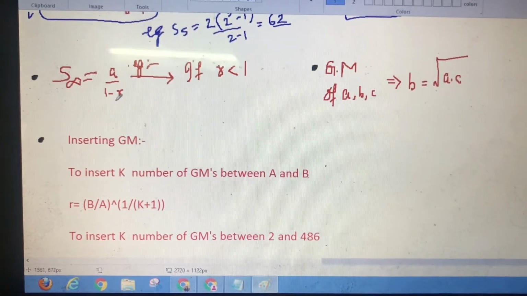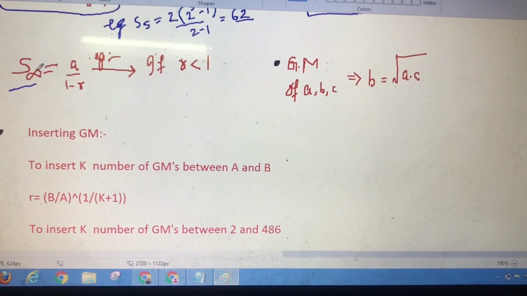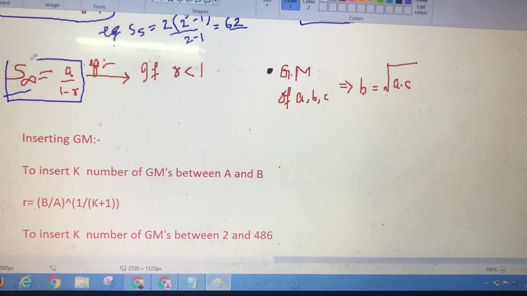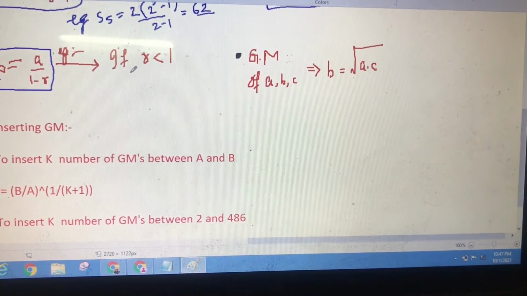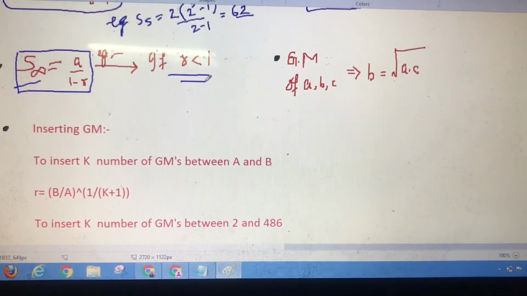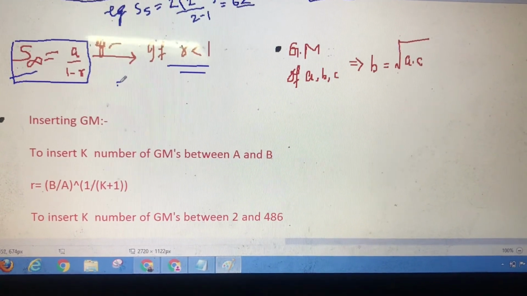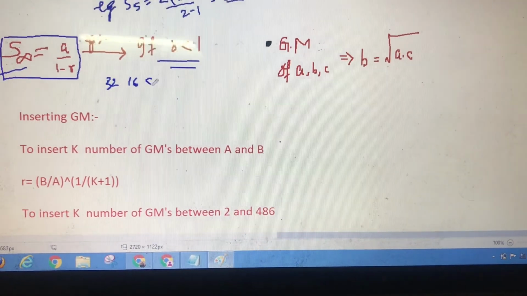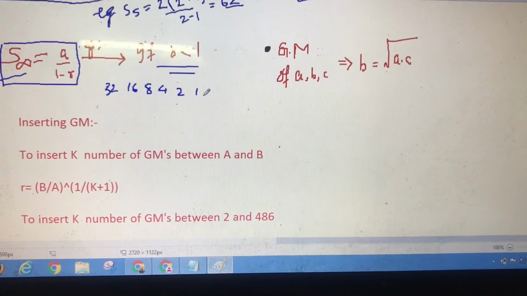Next thing is the sum of infinite terms. Now the sum of infinite terms is equal to the first term a divided by 1 minus r. This will only and only work when we have r lesser than 1. Suppose I give you an example: 32, 16, 8, 4, 2, 1, and so on.